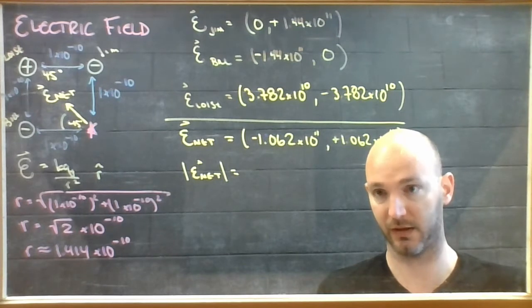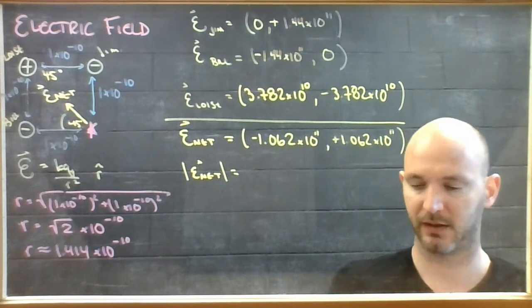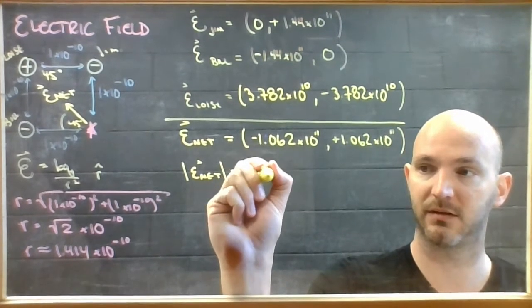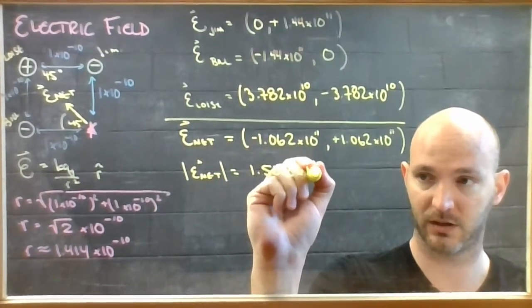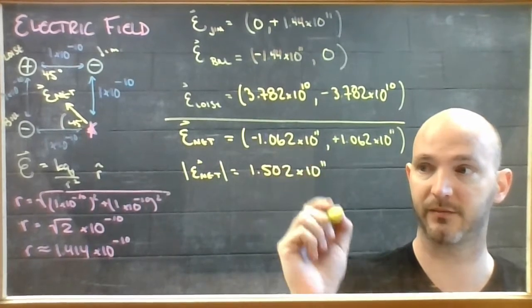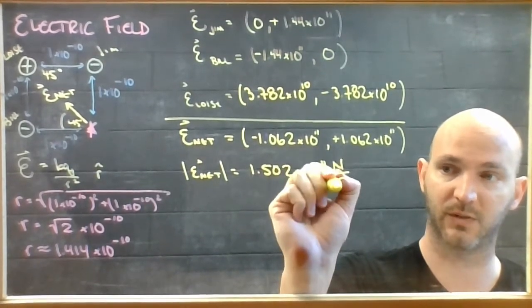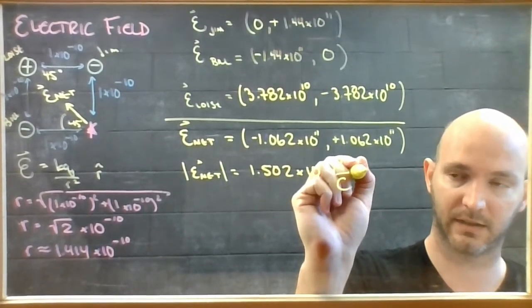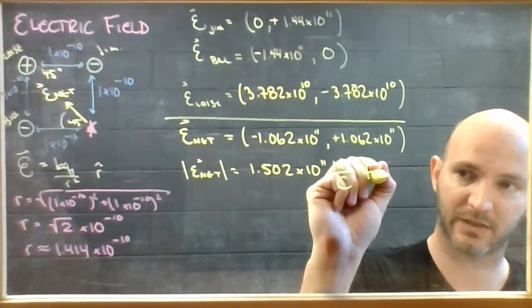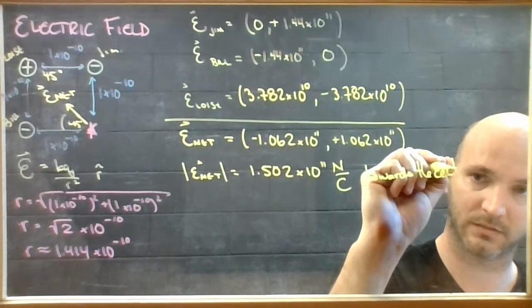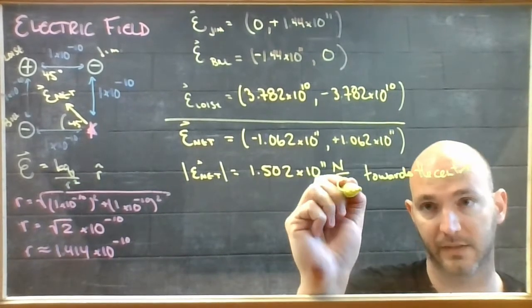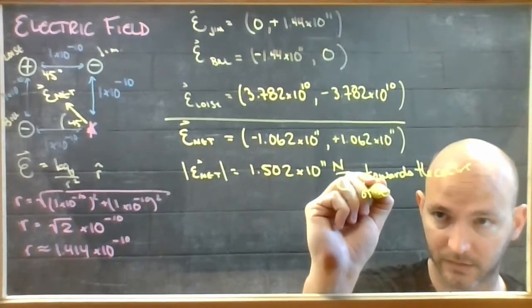.062 times 10 to the 11 gives me 1.502 times 10 to the 11 newtons per coulomb. Let's call that towards the center of the square. And I'll write that right on my face. Center of the square.